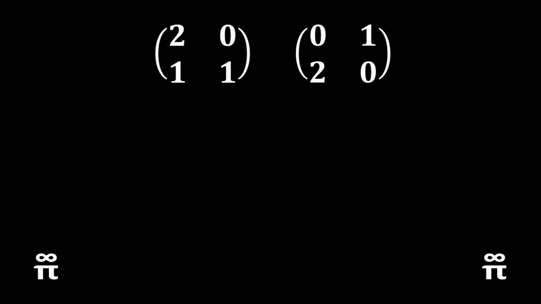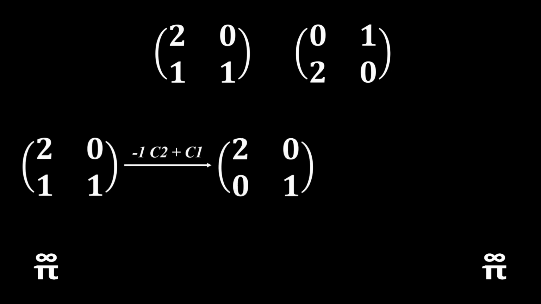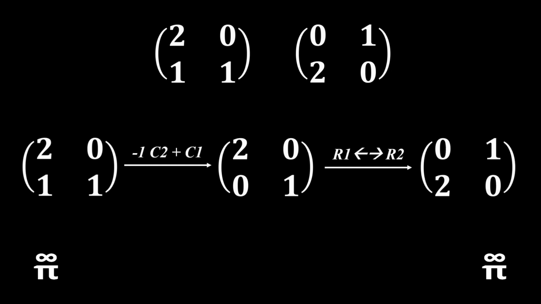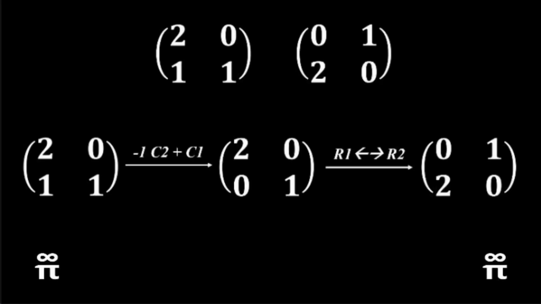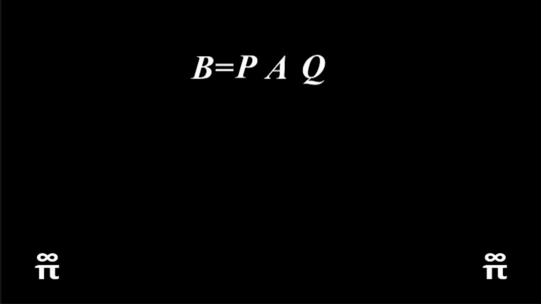For instance, these two matrices are equivalent, since if we add -1 times column 2 to column 1, we get this matrix. Now, flipping the rows, we get this one. So we started with a matrix and we reached the other by means of row and column operations, which means they are equivalent. In fact, this has a special geometric meaning. If A is equivalent to B, we have this relation.